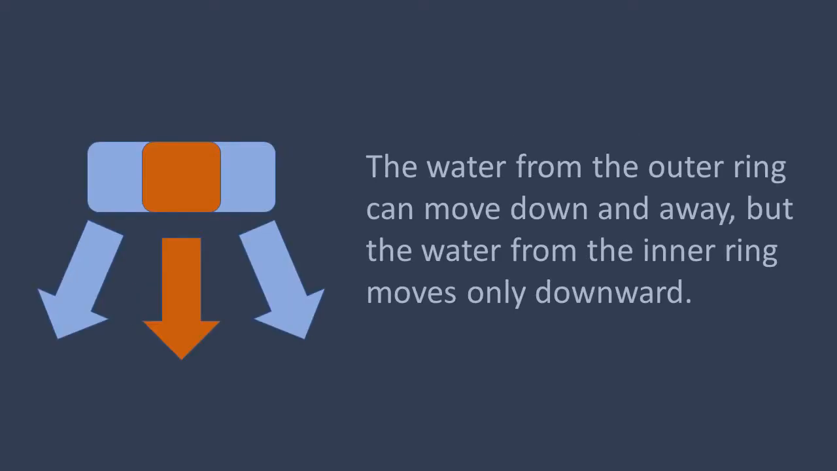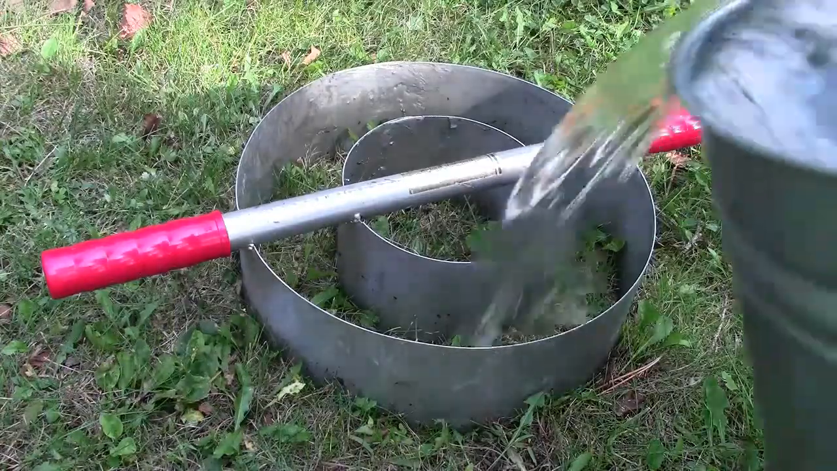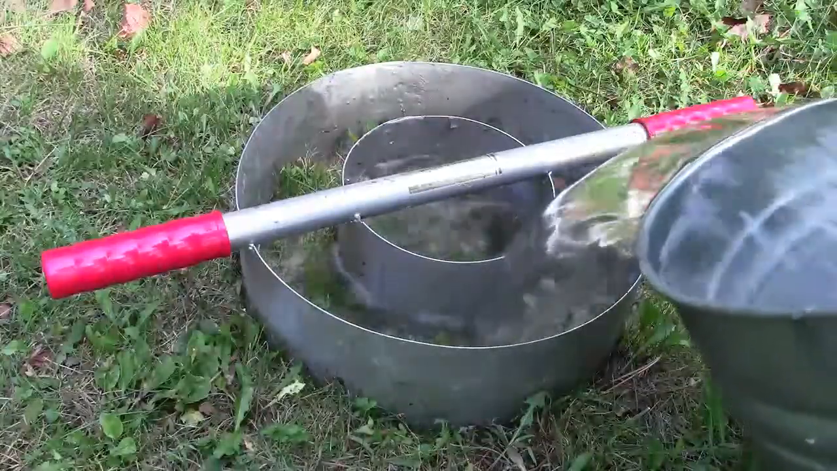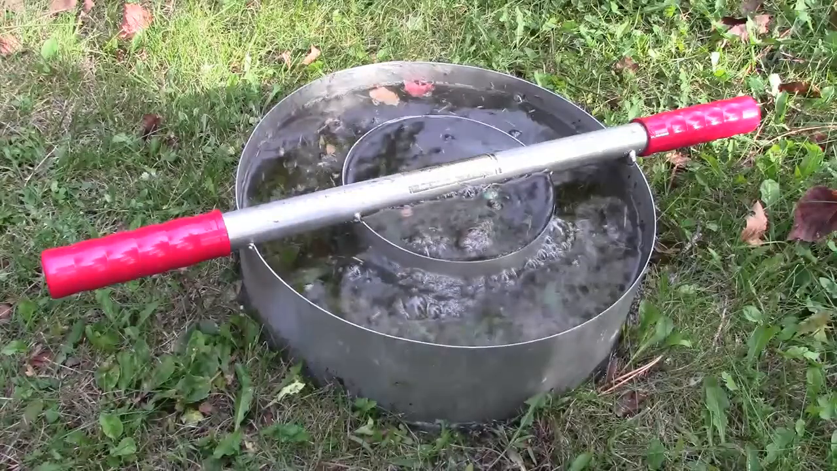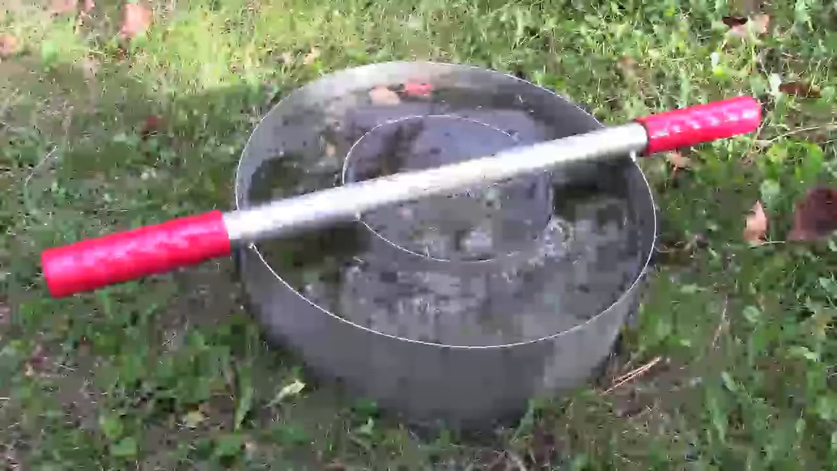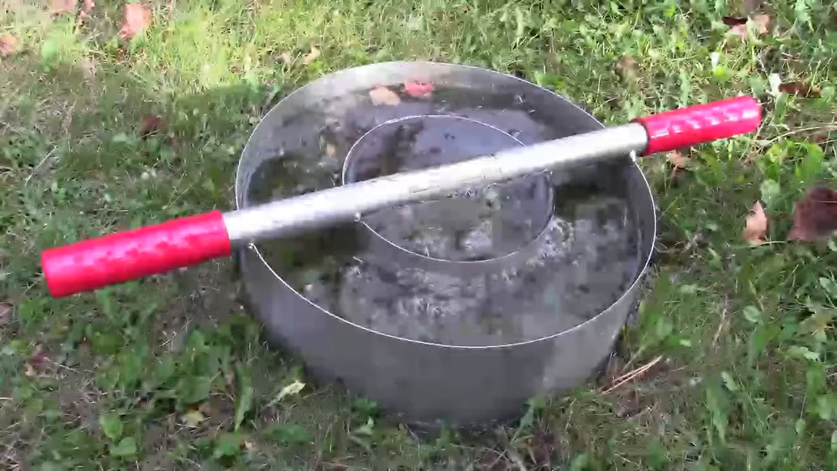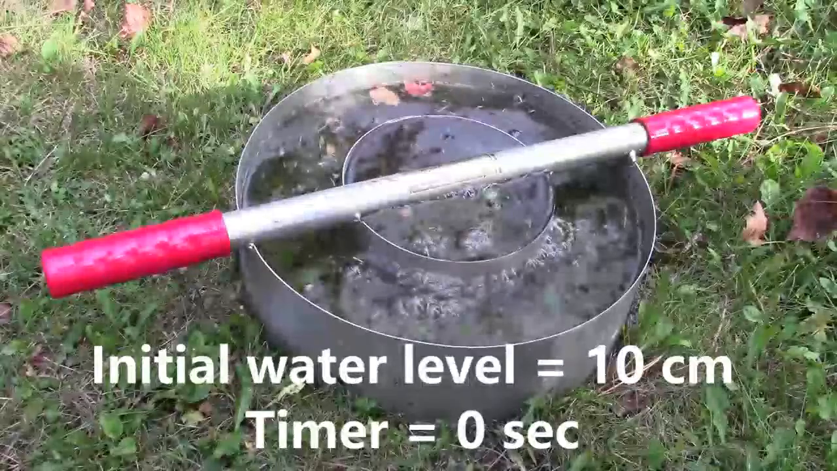Water from the outer ring can move down and away, but the water from the inner ring can only move downward. This ensures we are only measuring the rate of water moving downward and not laterally. Here's a demonstration of how we use an infiltrometer in the field. We fill the rings with water. We take a measurement of the water level and start a timer.